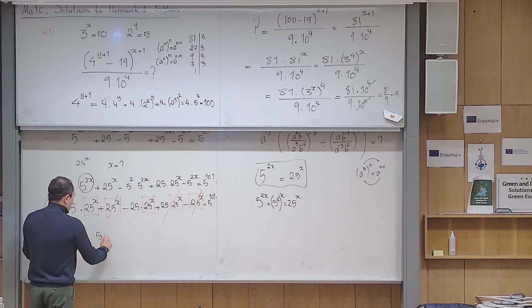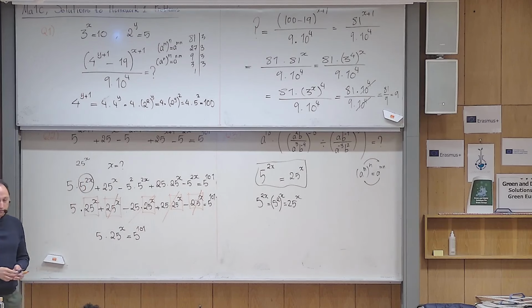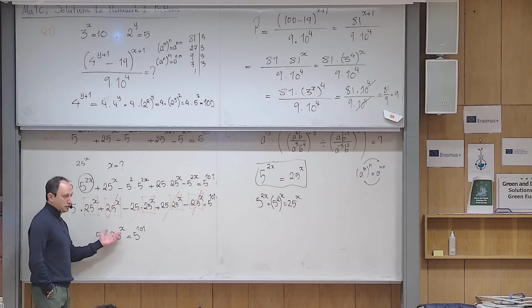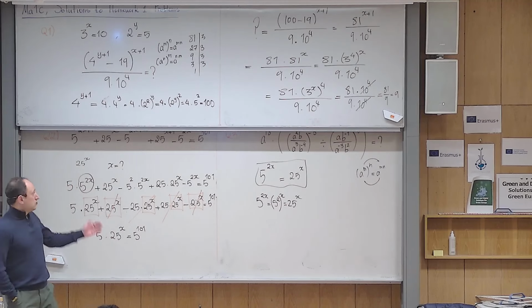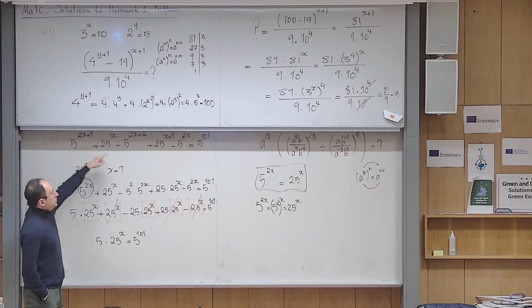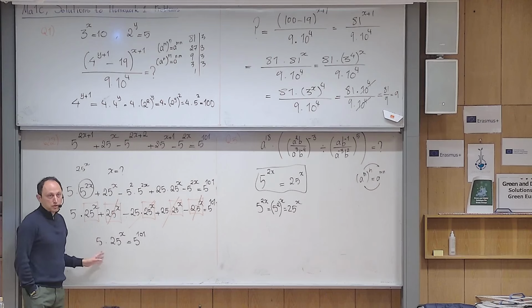5 times 25 to the x is equal to 5 to the power of 101. Okay, I want to wait a little bit for you. Can you tell me how to find it? You might be able to guess it. Guessing is good. Of course, I'm not underestimating your guessing ability, but it is better to be able to derive it. So I simplified this horrible problem to a much simpler problem, and I want to solve this one.